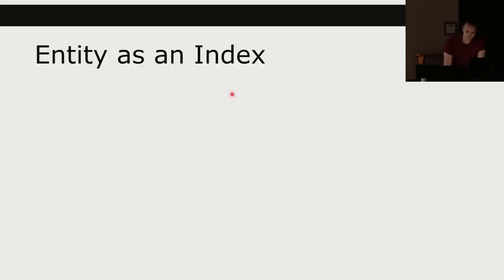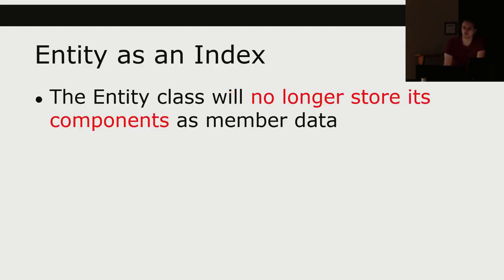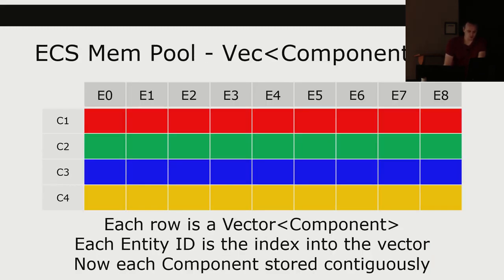Okay, so the entity class will no longer store, yeah, question? Would you have an integer for each component, or is it one integer for all of them? So you don't have an integer for each component. C1 here is a vector of all the component 1 types. So this might be a vector of all the transforms. This might be a vector of all the gravities. This might be a vector of all the animations, right?